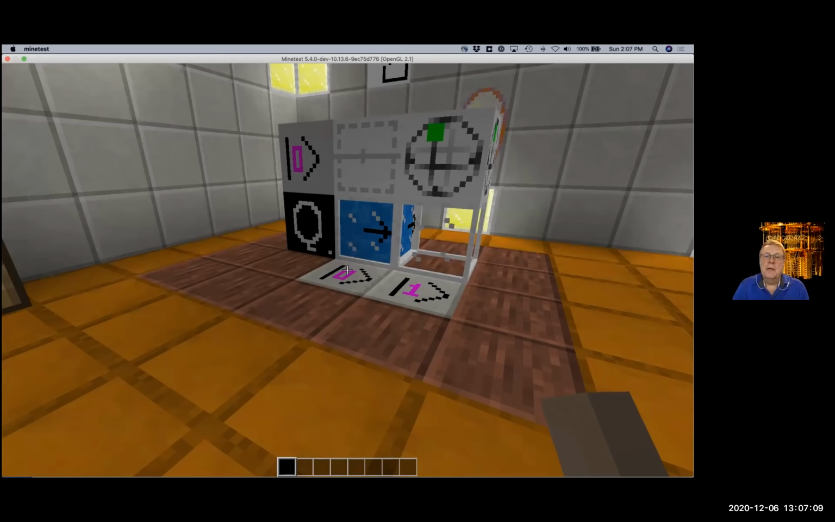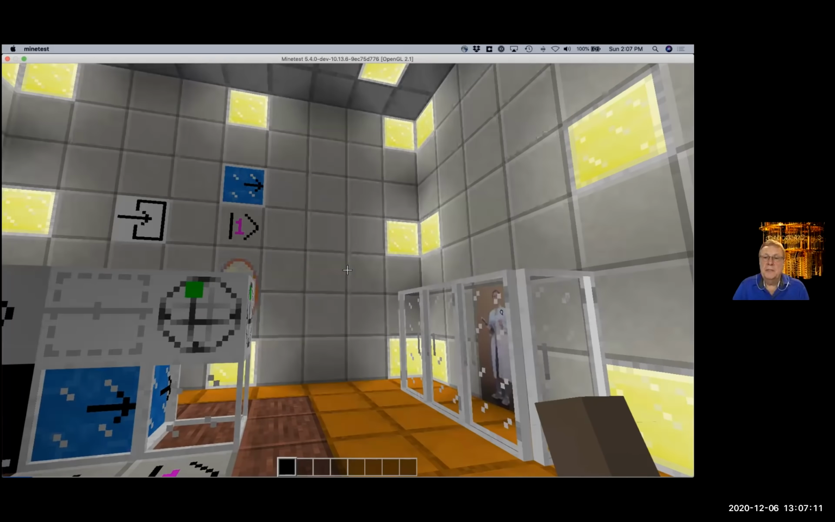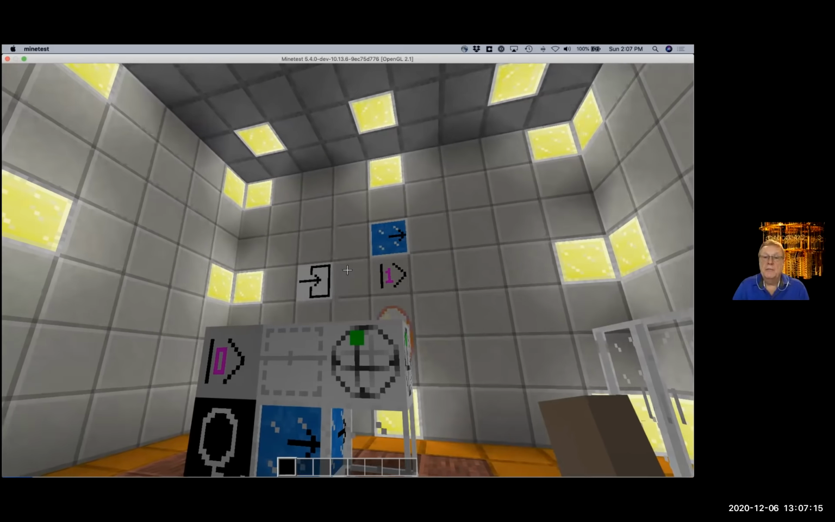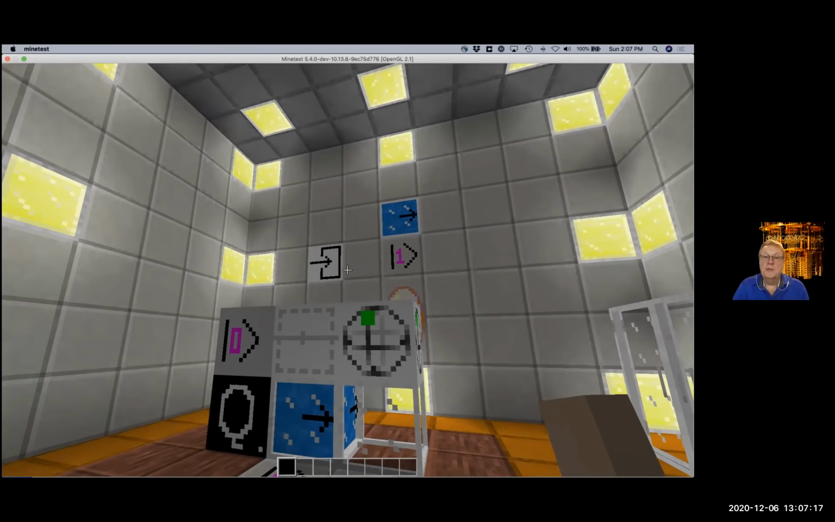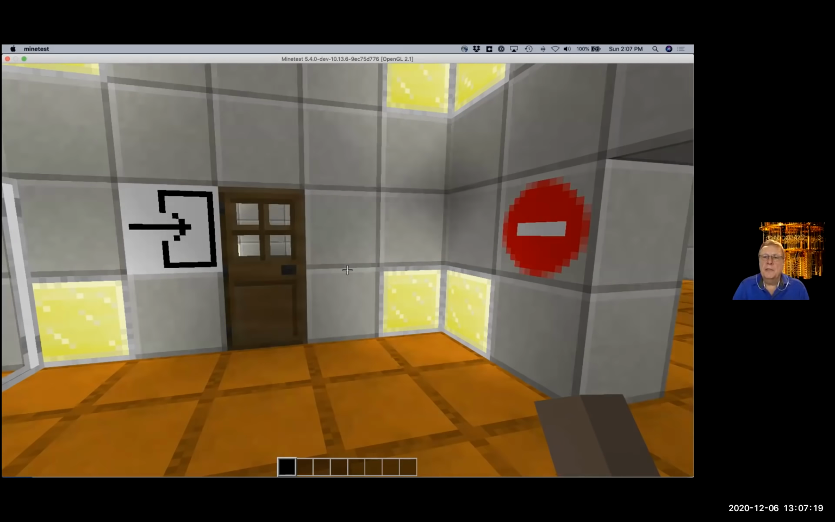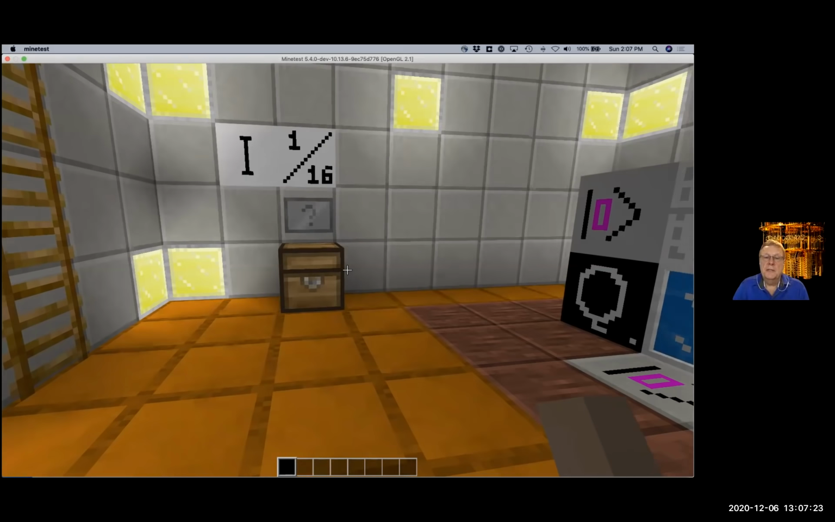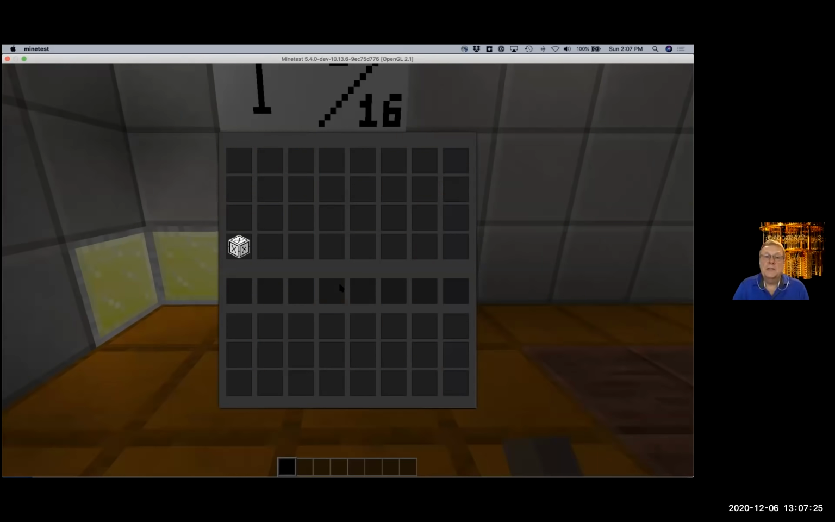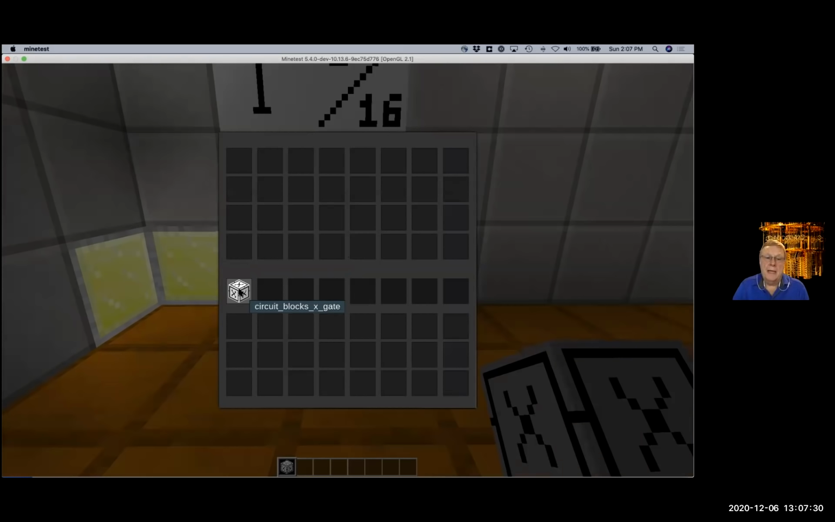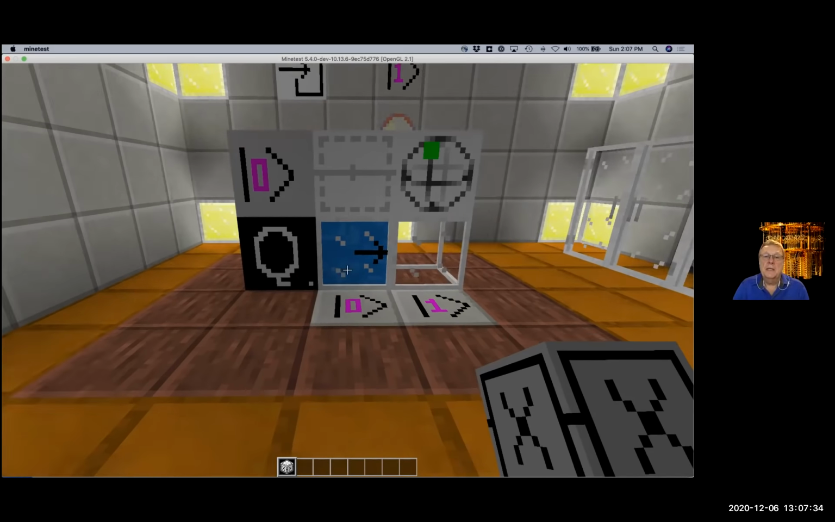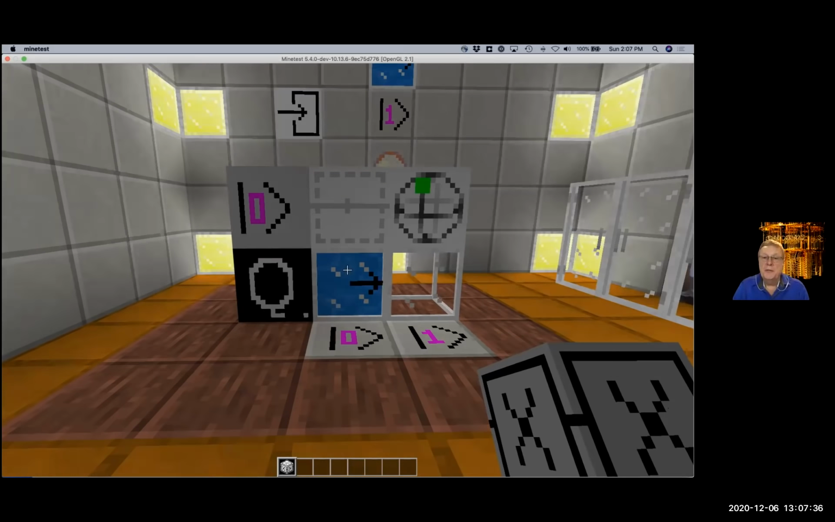And so looking around the room, let's see, we see a door. In order to leave, I'm going to have to solve this puzzle for that door to open. And what else do we have in the room? Well, we have a chest. So I can right-click on that chest, and I see that there's an X block. That's an X gate. It's a quantum X gate.